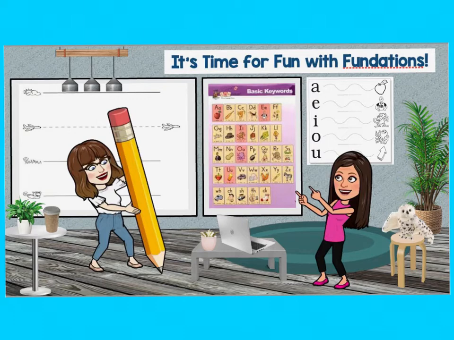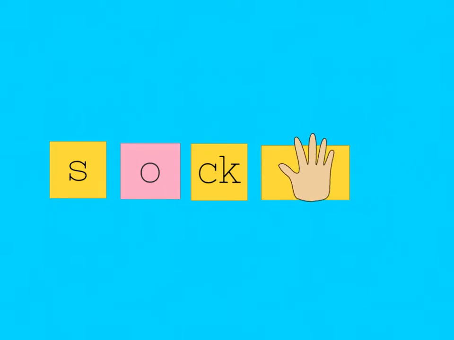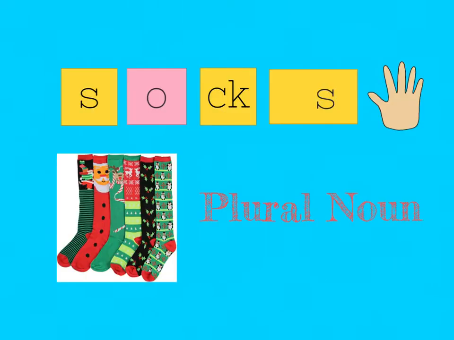It's time for some fun with Fundations. Let's begin by tapping this word. Now notice, it does have a suffix S, so we need to cover our suffix and tap the base word. Here we go. S-a-k, sock. With the suffix S, it becomes socks.